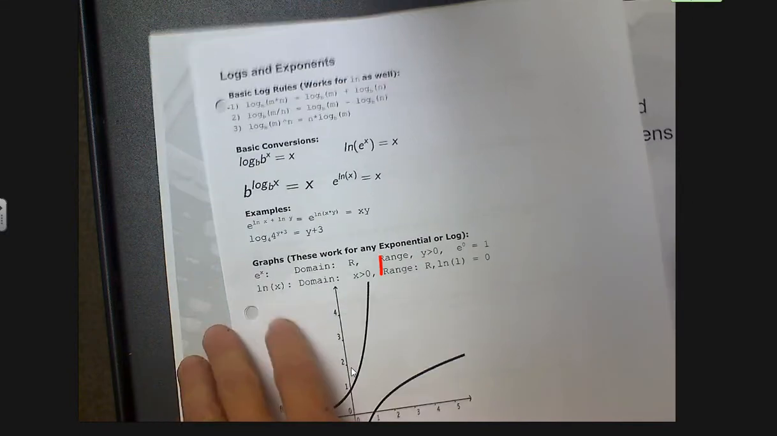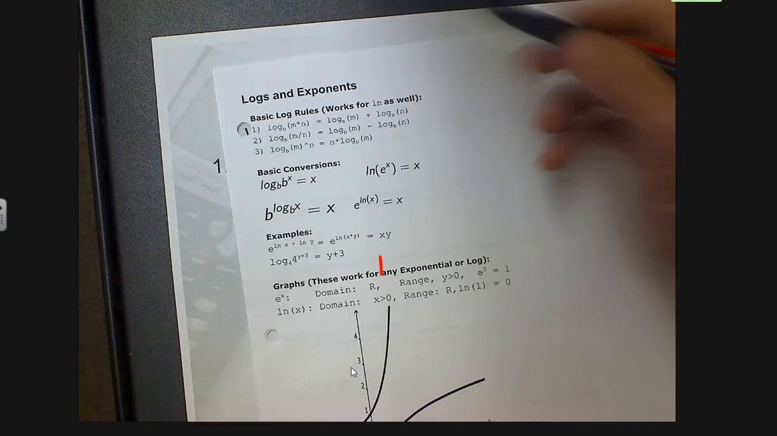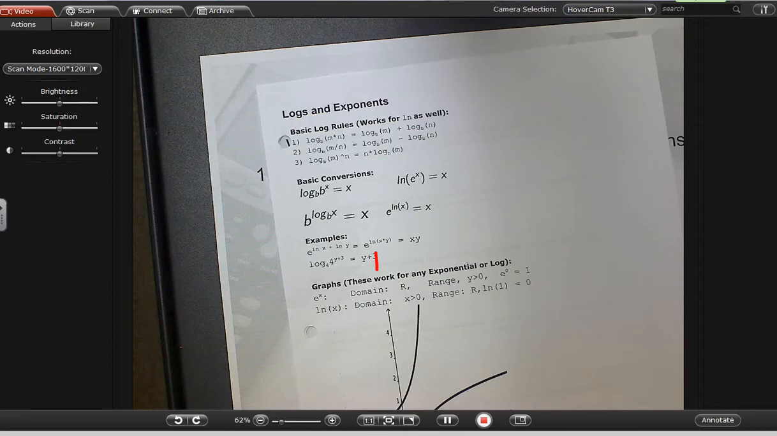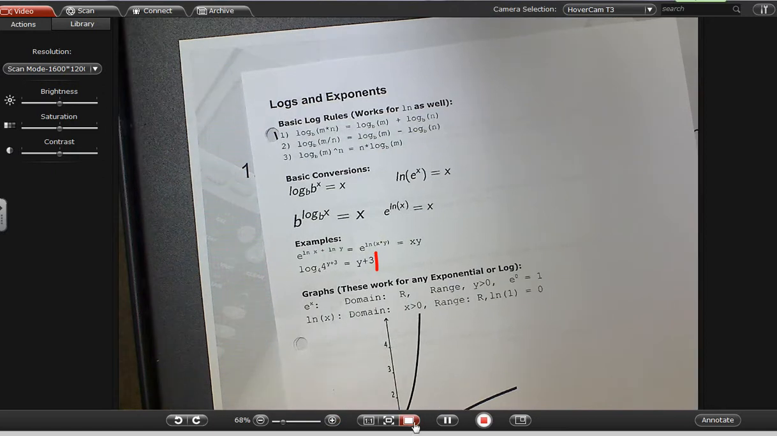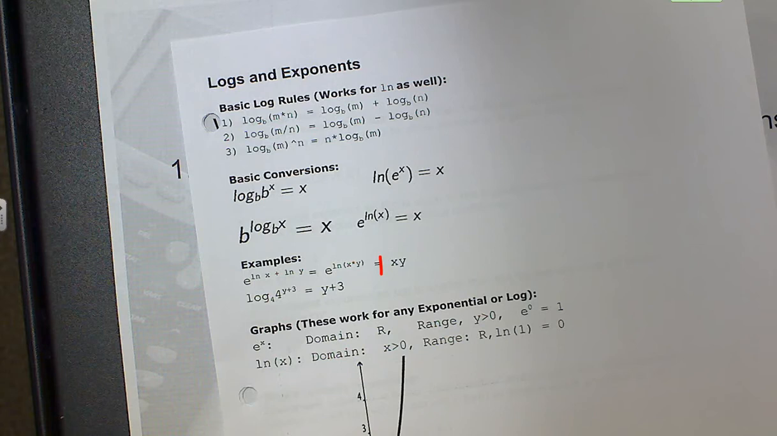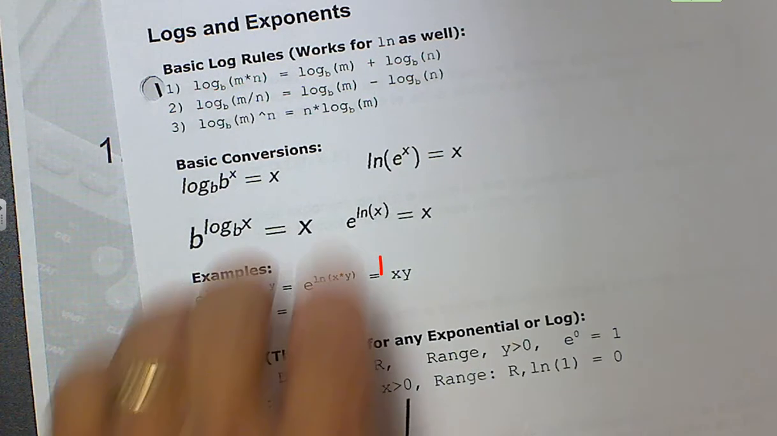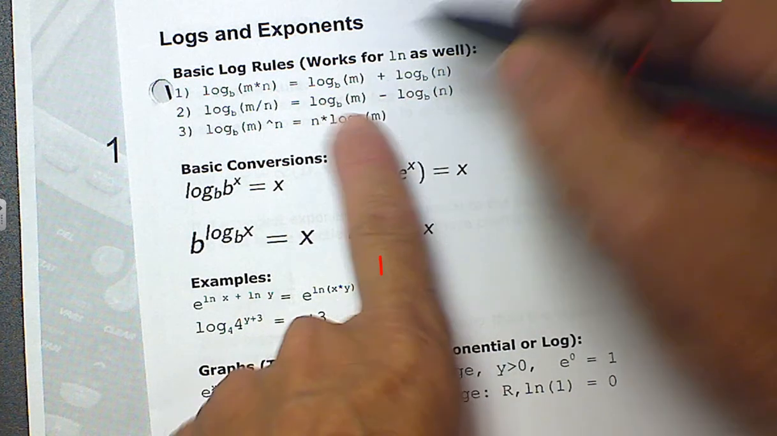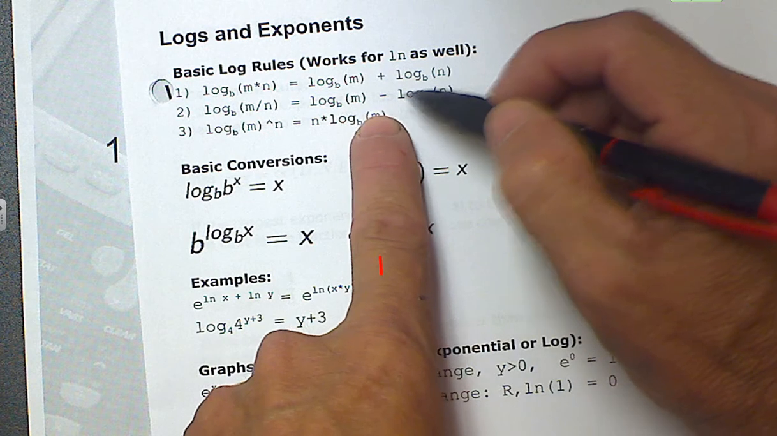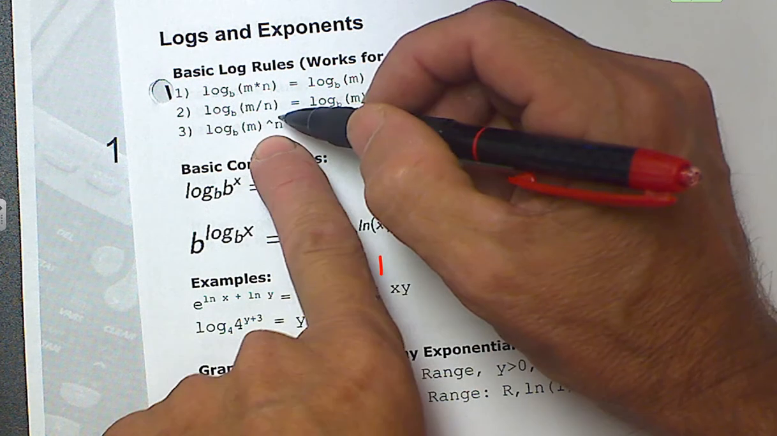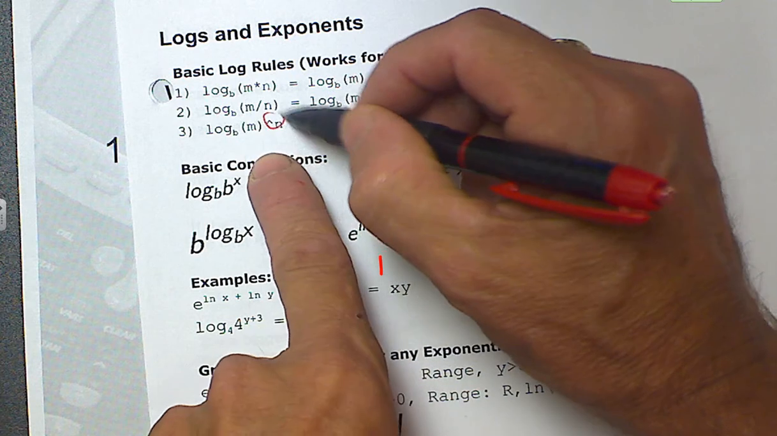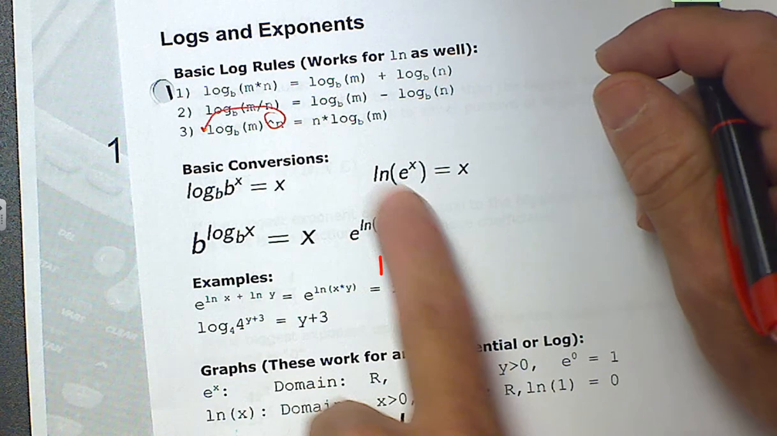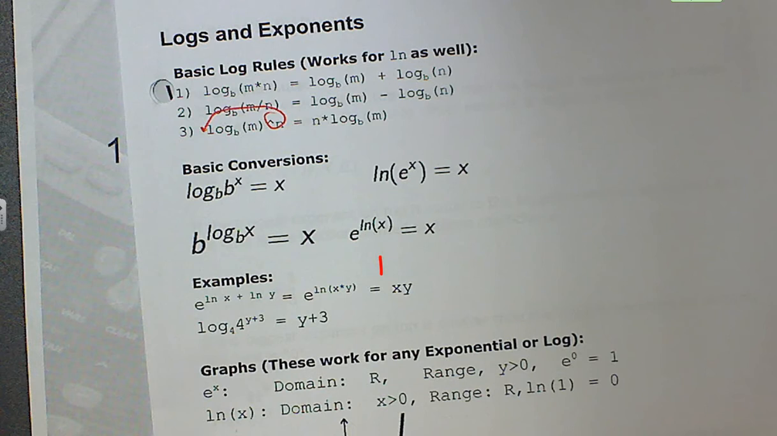All right. So your basic rules for logs and exponents: if you're multiplying, you can rewrite that as an addition problem, or vice versa. If you are dividing, you can rewrite that as a subtraction problem, or vice versa. And if you have an exponent on top, you can bring that down as a coefficient in front, or vice versa. Okay? These are important when you go to simplify exponential and logarithmic expressions.